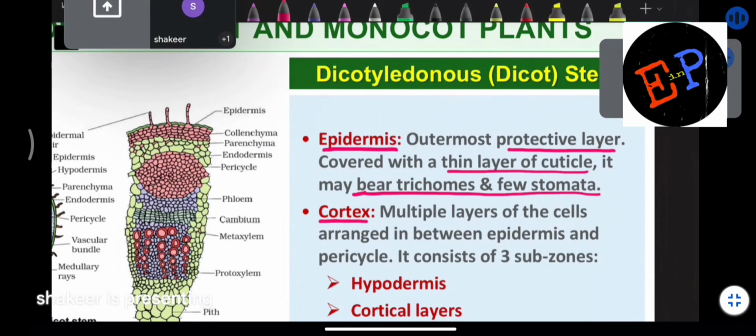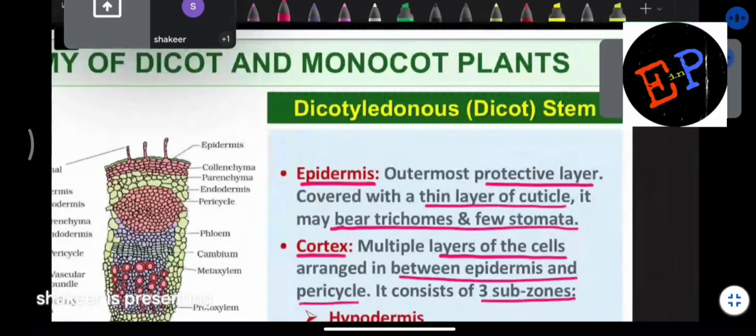Cortex. What is meant by cortex? The layer just below the epidermis is called cortex. So multiple layers of cells are present, arranged in between epidermis and pericycle. It consists of three subzones. So cortex is present in between epidermis as well as pericycle. Are you able to understand? That is the arrangement of cortex in dicotyledonous stems. So cortex again consists of three zones. In which structure are we studying? We are studying dicotyledonous stems.